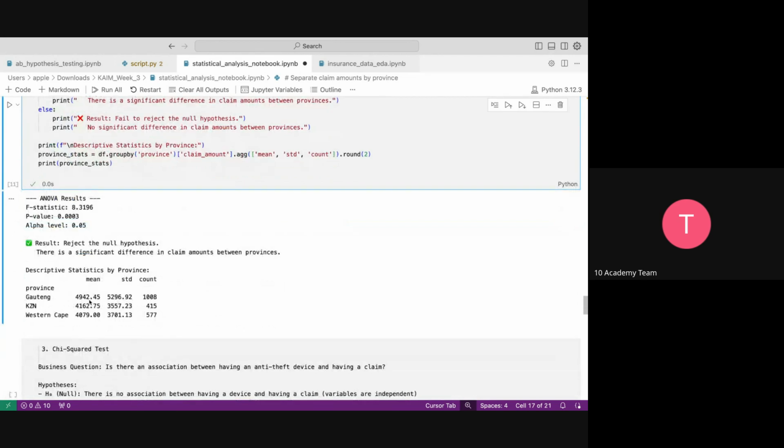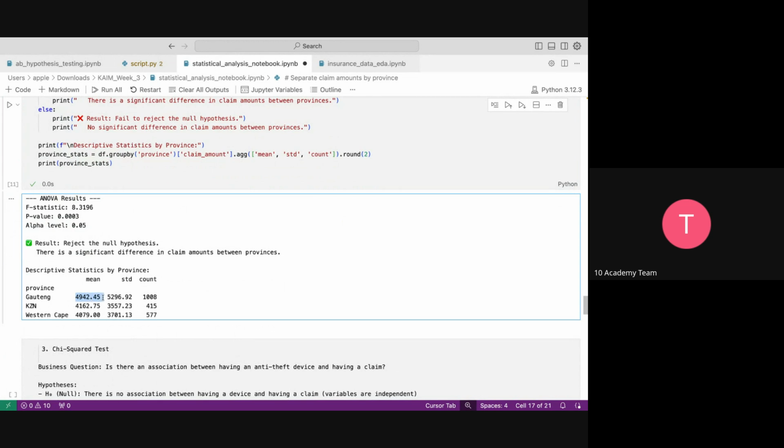Taking a look at it here, we can see that Gauteng has a very high average value, plus the count is very high, plus the standard deviation is very high. So the average claim taken by the Gauteng provenance is very high, and KZN and the Western Cape are very close. Even the count and the standard deviation between them is very close.